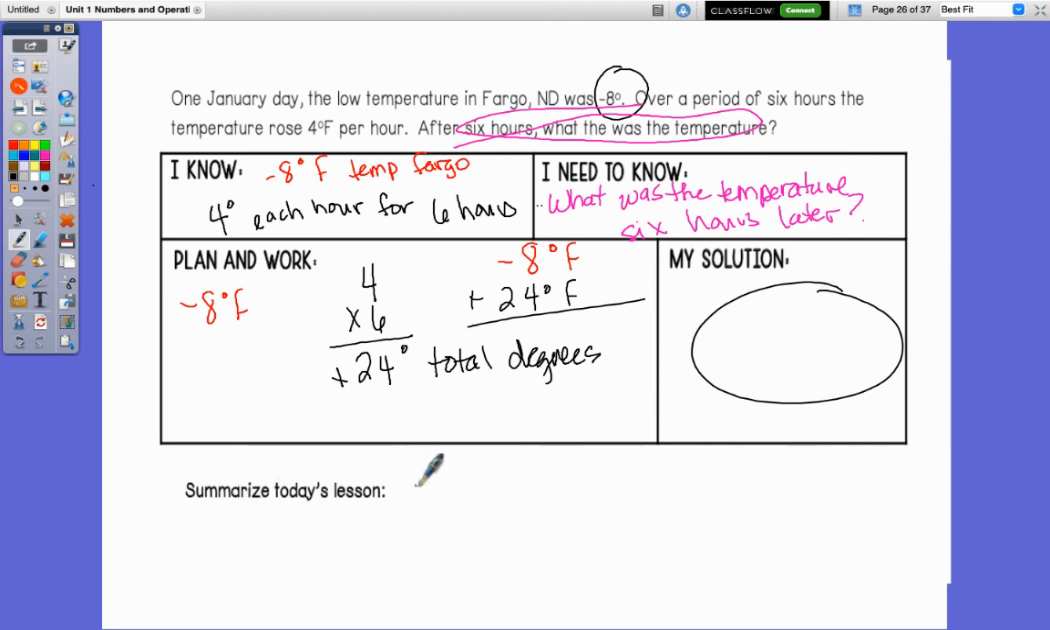That's your job. Then you're going to summarize today's lesson in 2 to 3 sentences. In today's lesson, I learned to talk about negative times negative, positive times positive, negative times positive, positive times negative. What does it mean when we multiply? How do I know what my answer is going to be? Then summarize it in 2 to 3 sentences, and that's all I need.